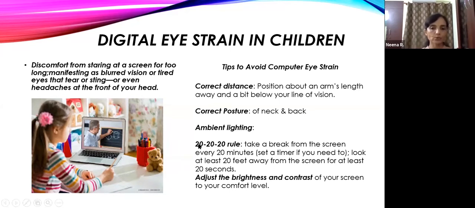Remember the 20-20-20 rule, that is to take a break from the screen every 20 minutes, set a timer if you need one, and look at least 20 feet away from the screen for at least 20 seconds. So that might be a little too much, but at least after every half an hour, we could take a break. Adjust the brightness and contrast of your screen so that you're comfortable in your vision. So these are some recommendations, and if that doesn't work for you, you can consult your ophthalmologist for some lubricating drops to keep your eyes lubricated.